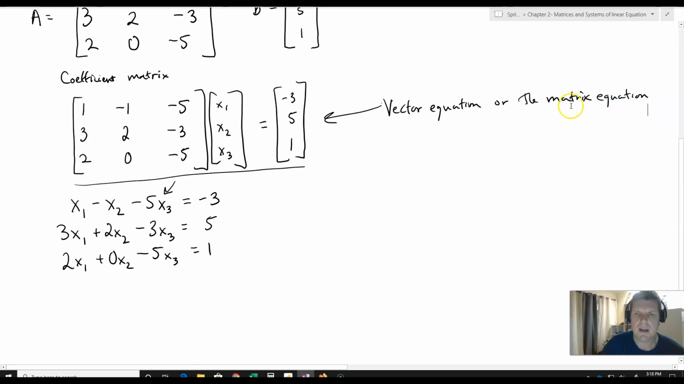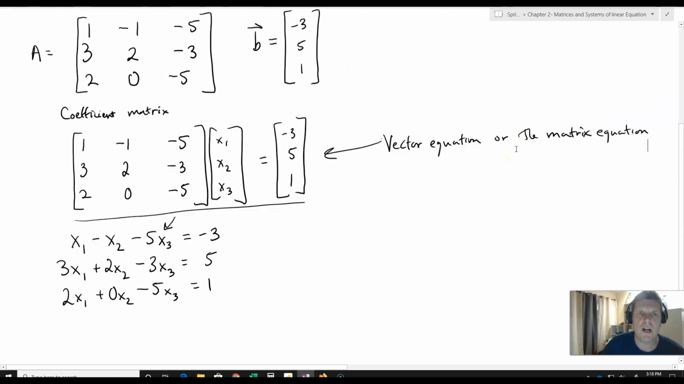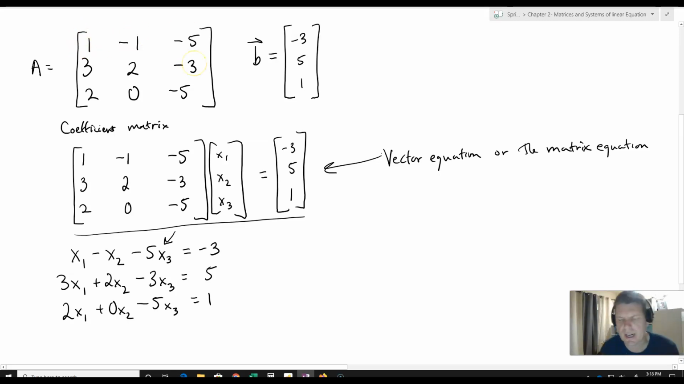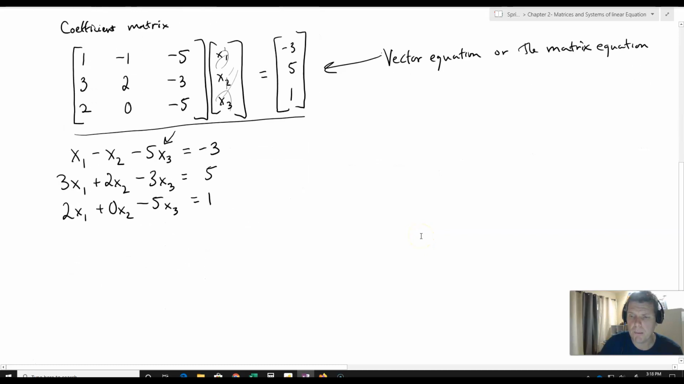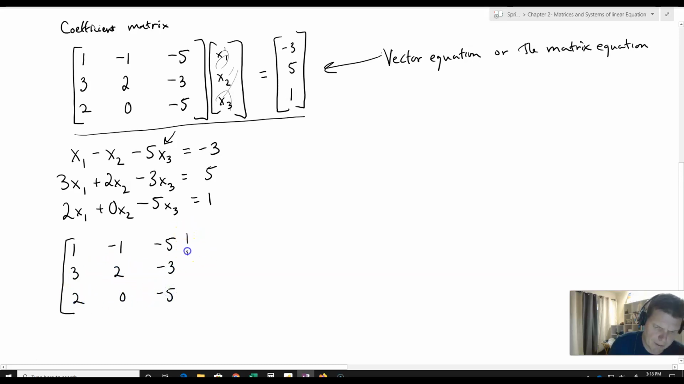Now we're going to further condense this. If you've watched us do systems of equations, you'll notice that the only things that change are the coefficients; the variables don't actually change. So we'll have a third form, which is called the augmented matrix, where we take that coefficient matrix, 1, negative 1, negative 5, 3, 2, negative 3, 2, 0, negative 5, and put a little dotted line there, and then we have that solution vector, negative 3, 5, 1. Writing it like that will then allow us to use Gaussian elimination completely and solve the system of equations.